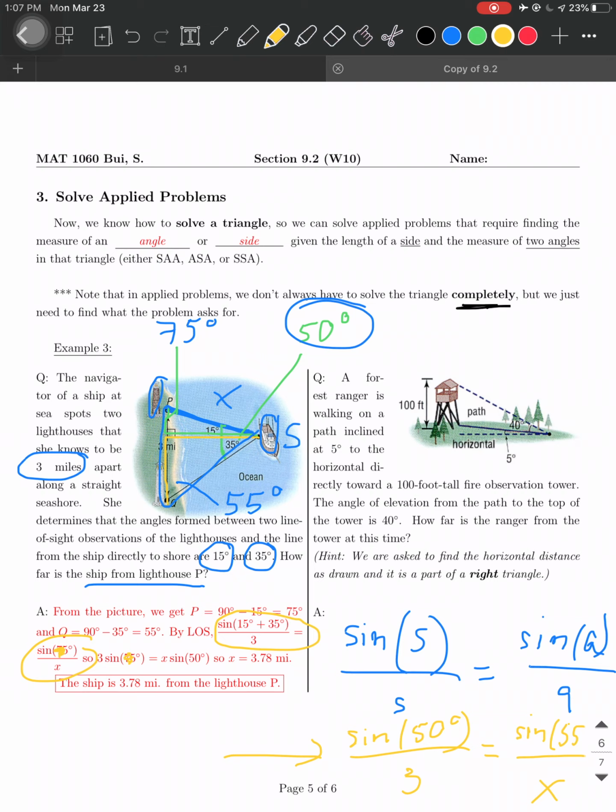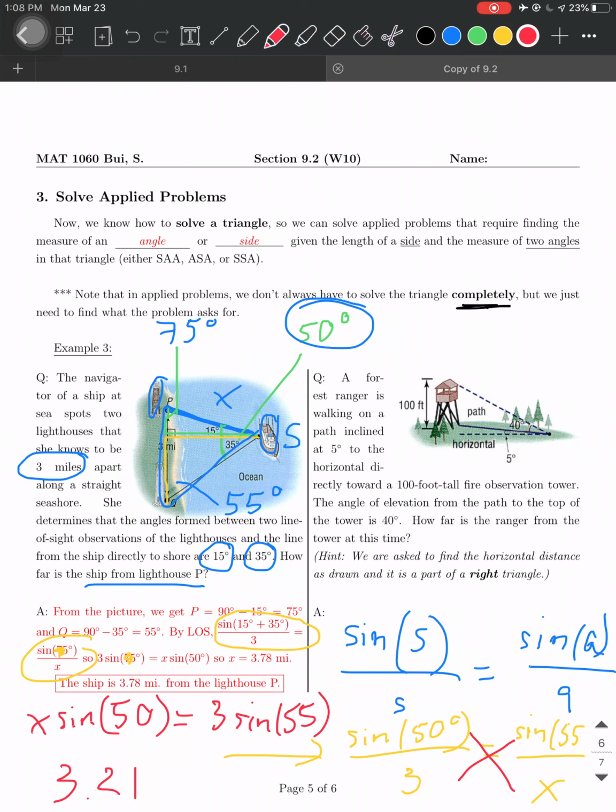So in this step in here, we're gonna go ahead and multiply crossways. We'll do cross multiplication. So we have something like x times sine of 50 equals 3 sine of 55. And then if we punch it in the calculator, 3 times sine of 55 divided by sine of 50, then our final answer should be 3.21 miles. Let me box it.